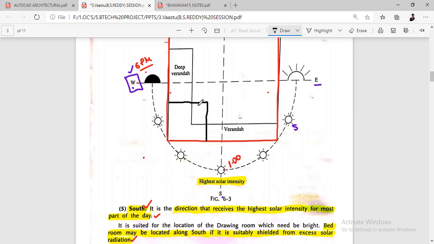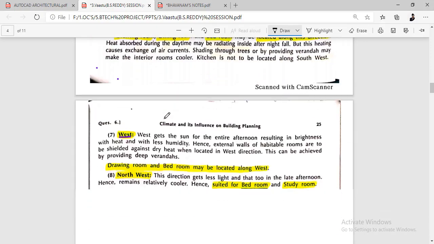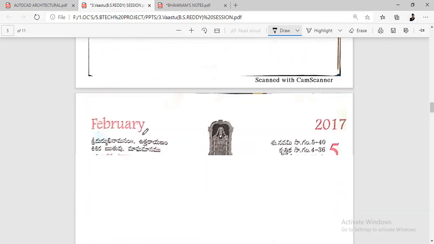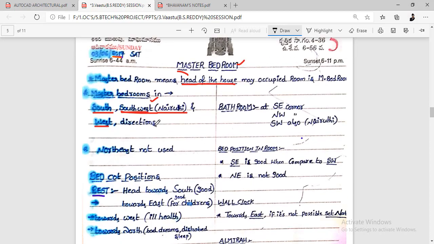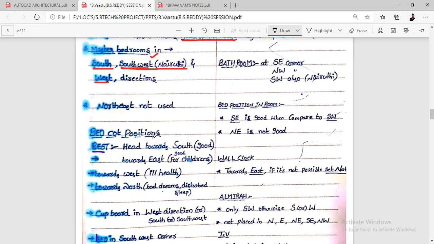I need to provide my door here, like this. This is the main thing, and if I just remove the door, this I call the master bedroom, M bedroom. This is our master bedroom. The next thing is that the northeast is not used. In the northeast we don't need to provide a master bedroom, we can't.